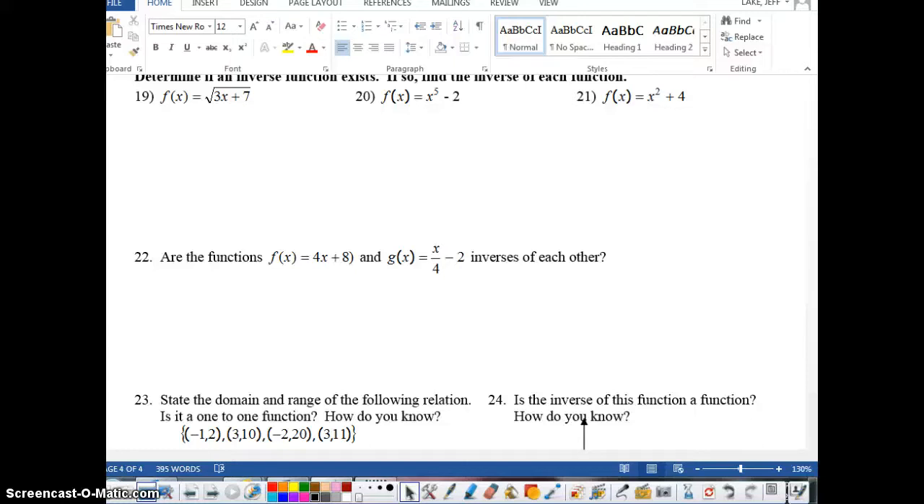All right, this is Unit 1 review. This is page number 4. I'm going to do numbers 19 through 25 here. So numbers 19 through 21, it says determine if the inverse function exists. If so, find the inverse of each function.